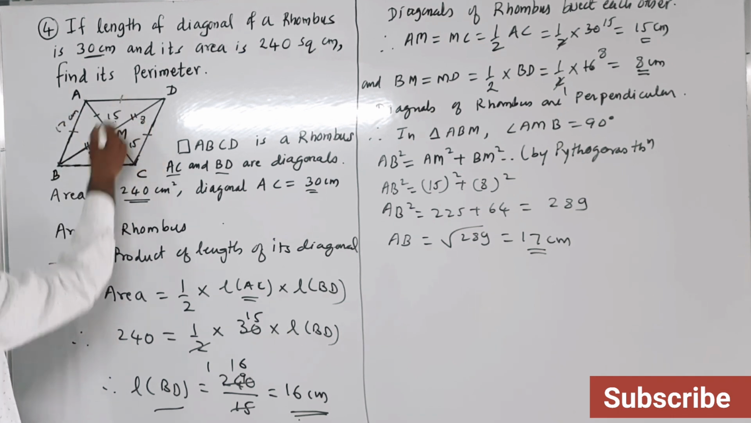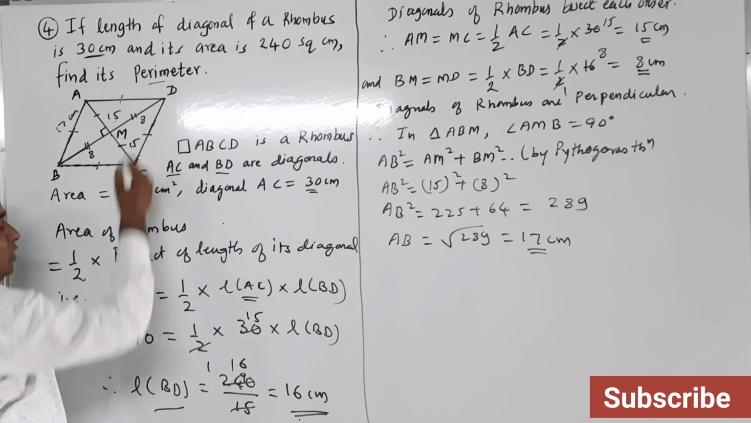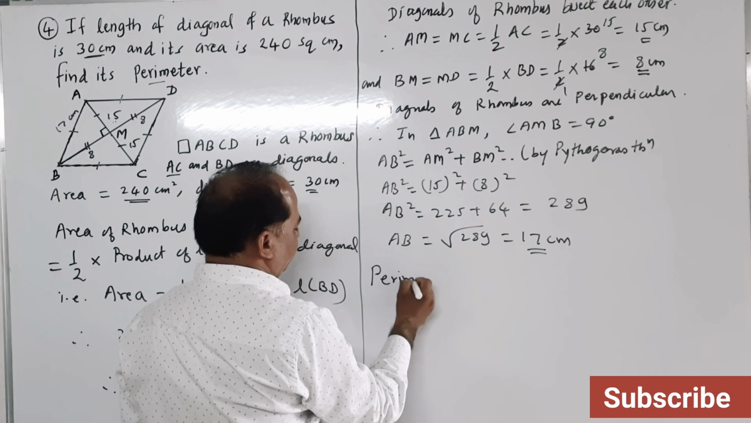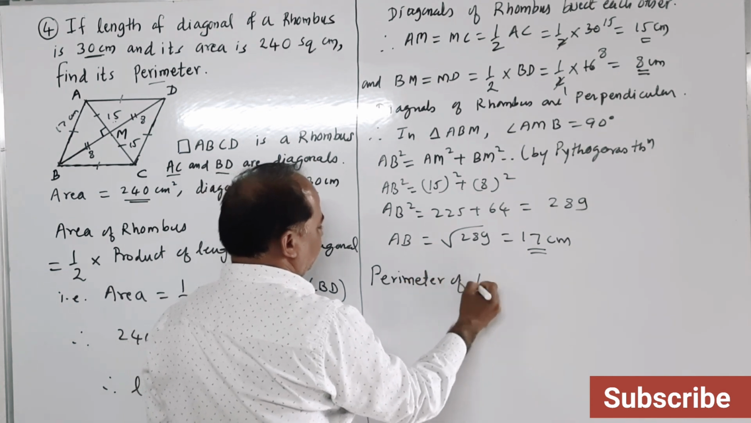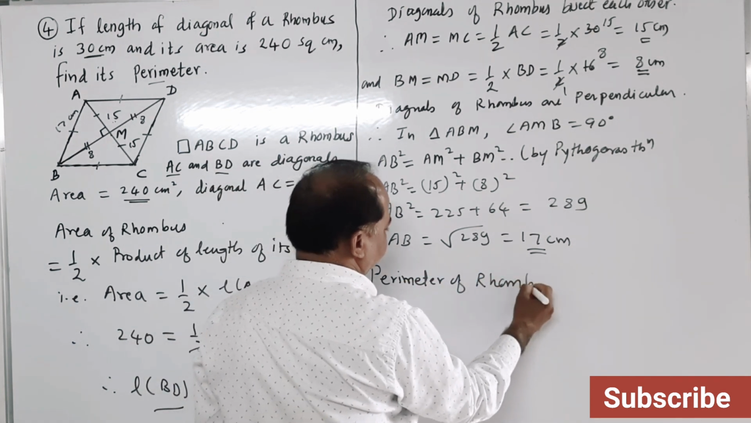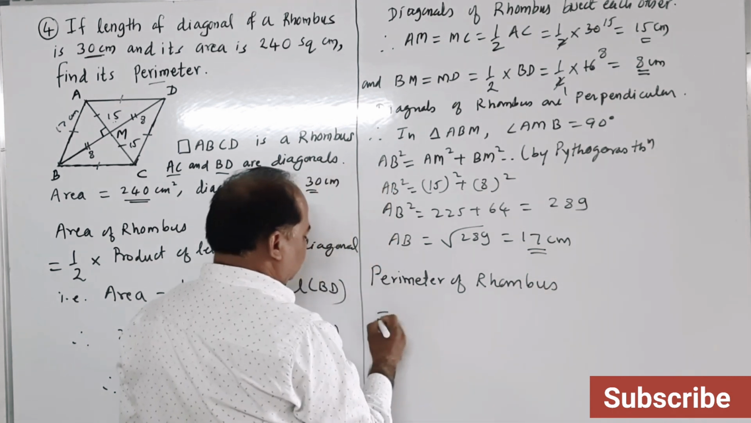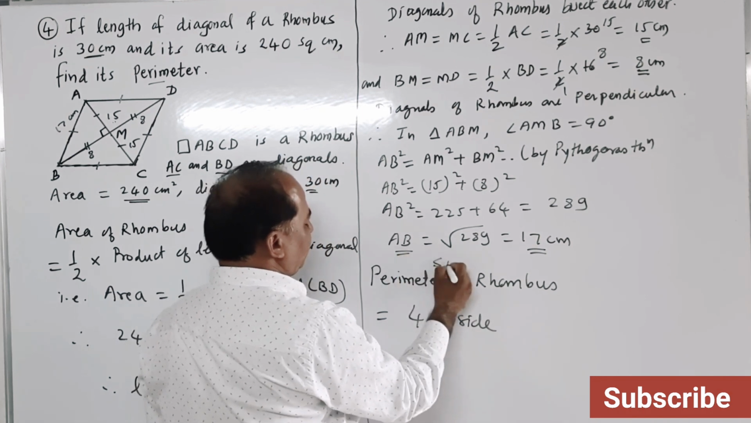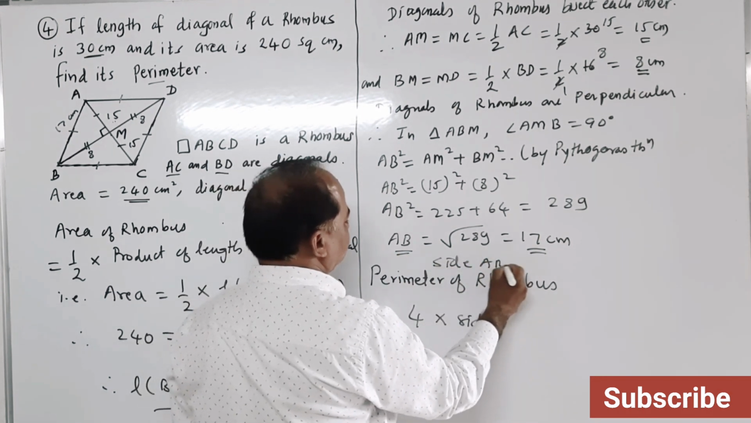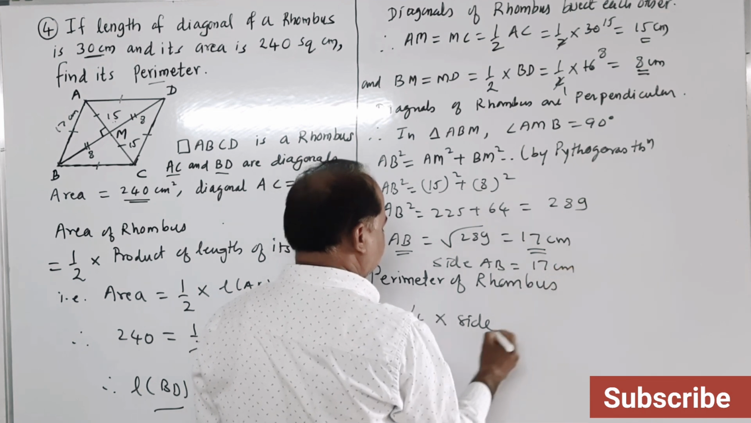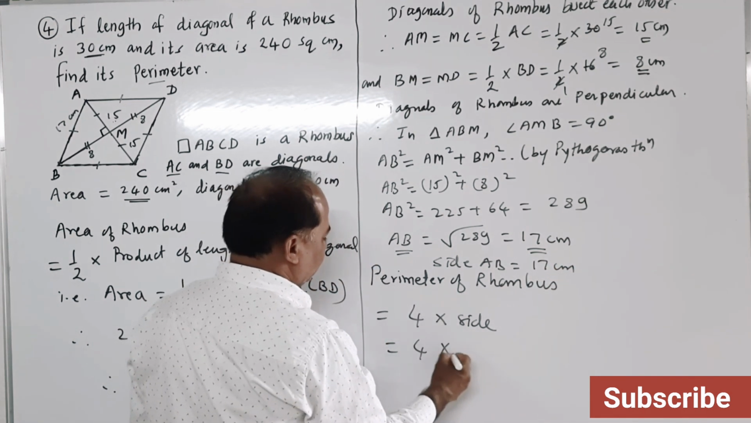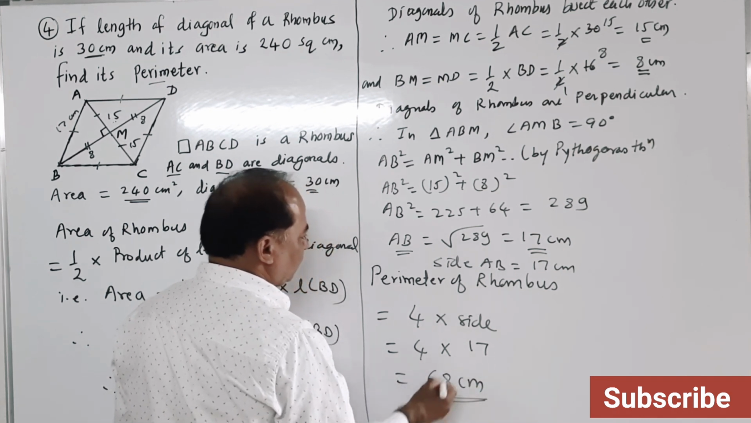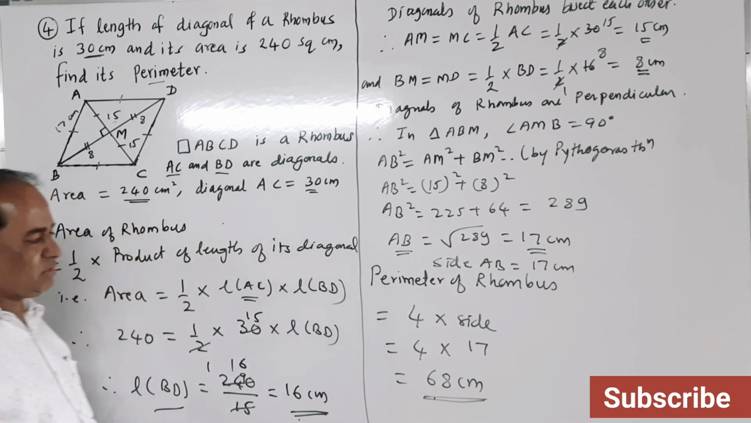All sides are equal. Now we want the perimeter of the rhombus. Perimeter of rhombus is equal to 4 multiplied by side. Now here we got side AB as 17 centimeter. So 4 into 17 is equal to 68 centimeter. So perimeter of the rhombus is 68 centimeter.